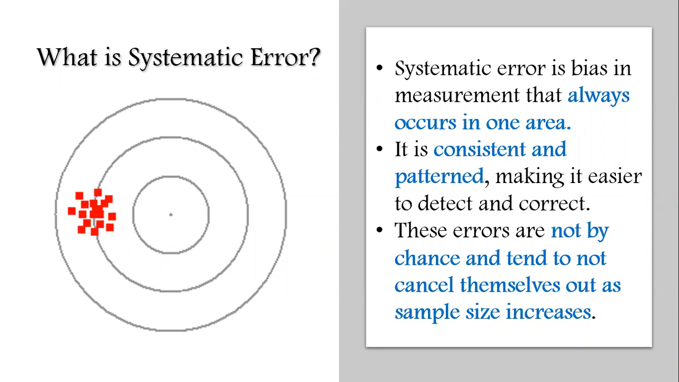Systematic error is bias in measurement that always occurs in one area. It is consistent and patterned, making it easier to detect and correct. These errors are not by chance and tend to not cancel themselves out as sample size increases.